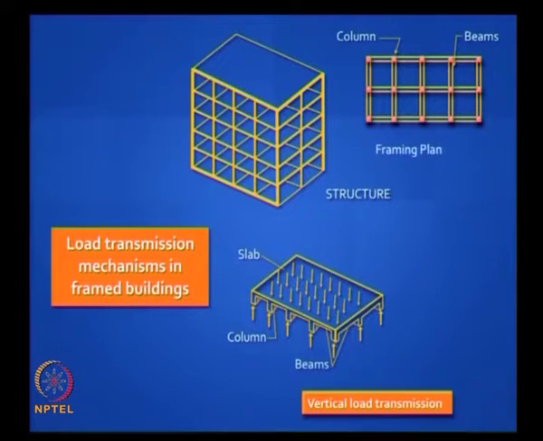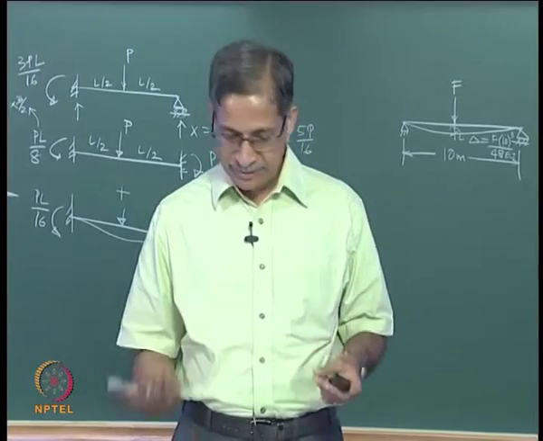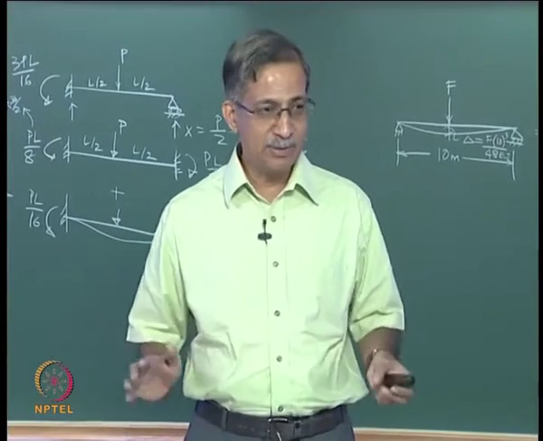If you have tall buildings, you have a problem of both vertical load transfer and horizontal load transfer. So let us take a typical framed building like this. You have columns and beams. Can you see this? This is the framing plan where you have columns and beams, they are integrally connected, and the loads are transmitted from the slabs to the beams, to the columns, to the foundations, story by story. It is simple to understand. This is vertical load transmission.